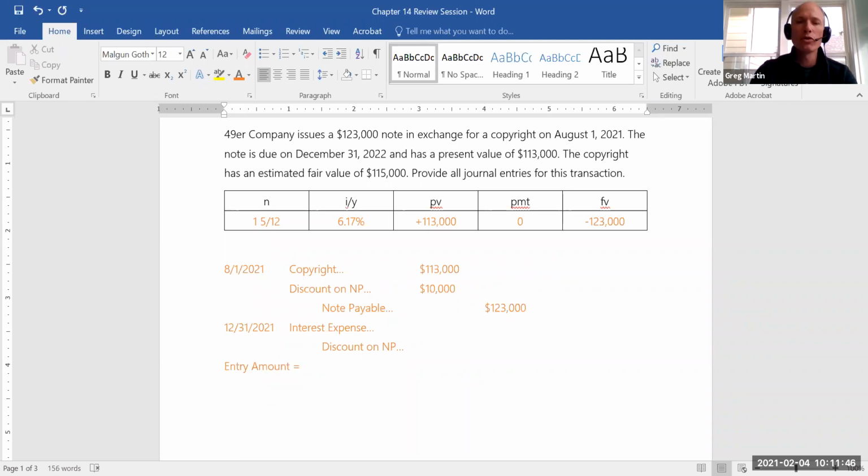And again, we have to use the effective interest method because this is a long-term note. The way we do that is we take the initial carrying value of the note, which is 113,000. We apply the interest rate, which is 6.17%. And then we figure out, well, how much time has passed between the issuance and the fiscal year end? And the answer is 5/12. So five out of 12 months. And so when we do that math, we get 2,905. And so the journal entry for both is 2,905.